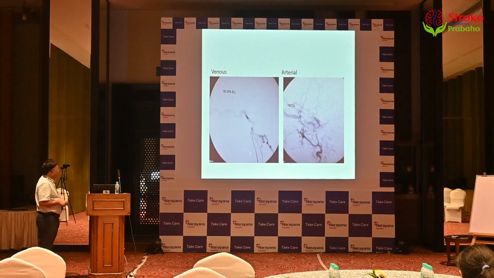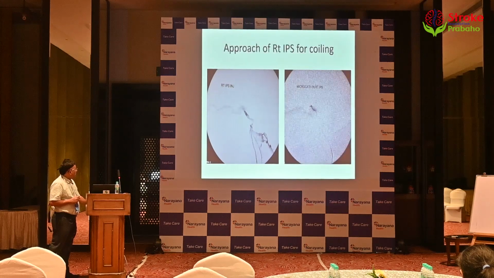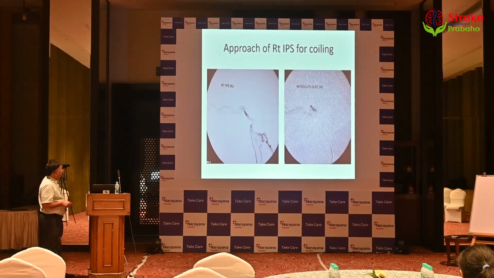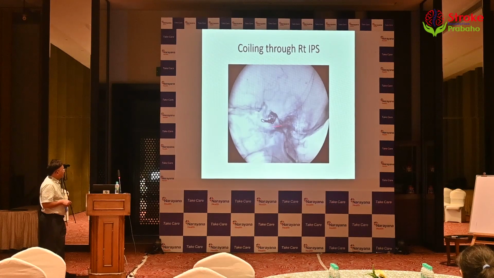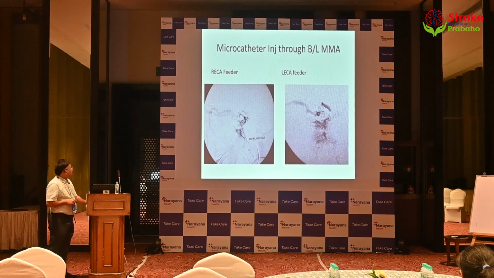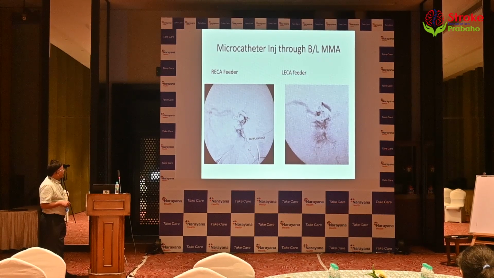So this is the venous approach. This is the internal jugular vein, and then this is the inferior petrosal sinus. This is the cavernous sinus. This is the superior ophthalmic vein, and then we went to the arterial system through the external carotid arteries. This is the microcatheter in the cavernous sinus through the inferior petrosal sinus, and we placed the coil in the right inferior petrosal sinus. And then we placed a microcatheter in the middle meningeal artery on the right side and the middle meningeal artery on the left side. This is the coil mass because we have occluded the inferior petrosal sinus.